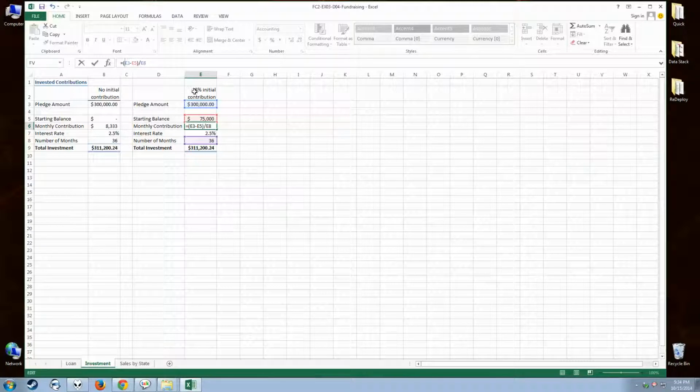E3, the total amount, if we make an initial contribution of 75,000, that means that we're looking for the difference. 75,000 from E5, that's the monthly interest we're going to pay, because we've already gotten 75,000 out of the way from our initial 300,000.